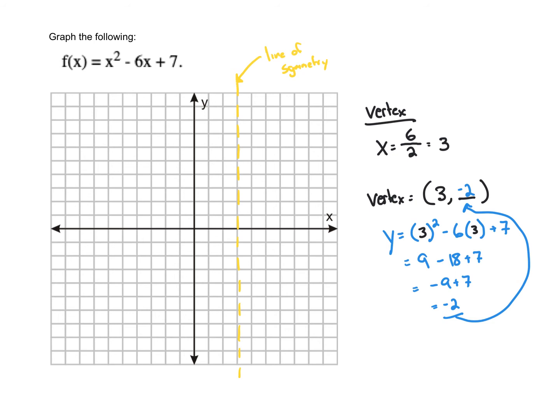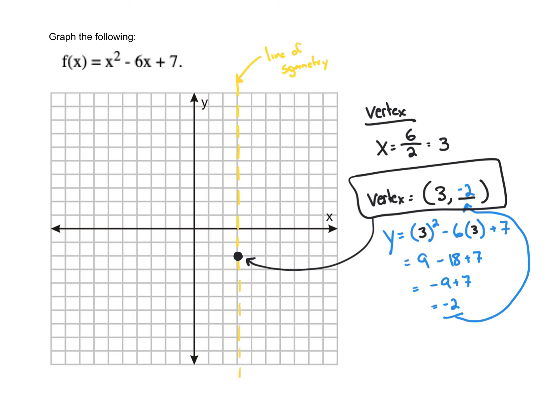So what I'm going to do, I'm going to go to my graph. I'm going to go over 3 on the x. I'm going to drop down 2 on the y. I'm going to put a big fat point right there. That's my vertex point. Right? Just found it right there. So now we know, remember again, this thing opens up from here.